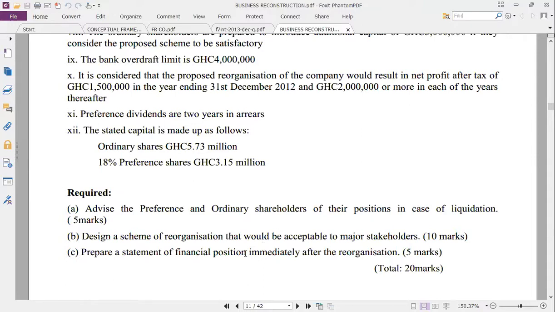So let's go. When I ask you to advise the preference and the ordinary shareholders of their position in case of liquidation, once I see liquidation in here, they are just asking for the position of the stakeholders in the event of liquidation, for which we have to prepare what you call the statement of liquidation.